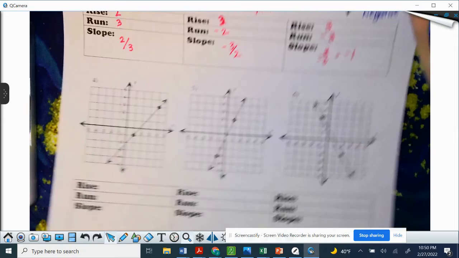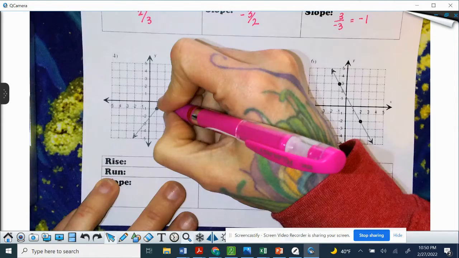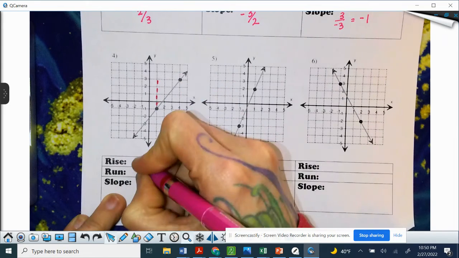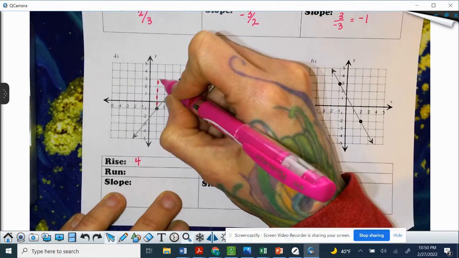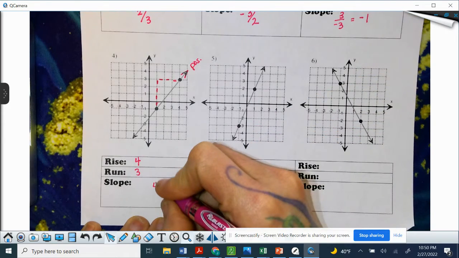All right, 3 more examples in your notes. So we're going to rise. So I'm going to count from dot to dot, 1, 2, 3, 4, because that's where my dot is. So my rise is a positive 4. It is going up, so we know it's going to stay positive. And then we're going to run 1, 2, 3. So run 3. So our slope is 4 over 3.